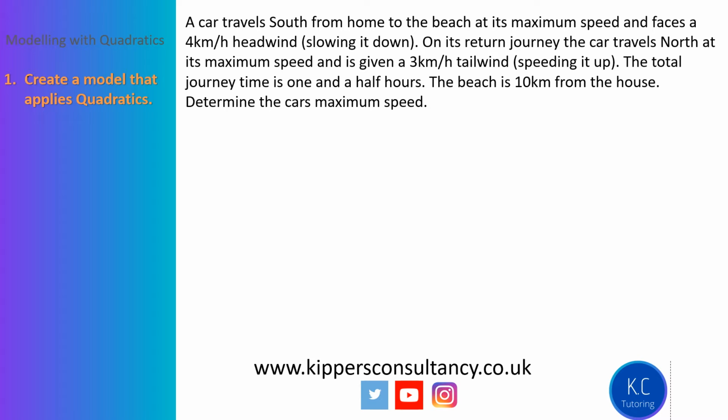To solve this problem, we're going to first make use of the fact that the total journey time is 1.5 hours. So the total time will equal the time south, the first part of the journey, and the time north, the second part of the journey. We know the total time is 1.5, but to work out the time south, we're going to make use of the formula for speed, turned around to give the formula for time: time is distance over velocity.